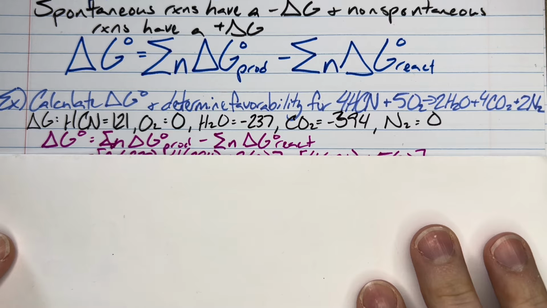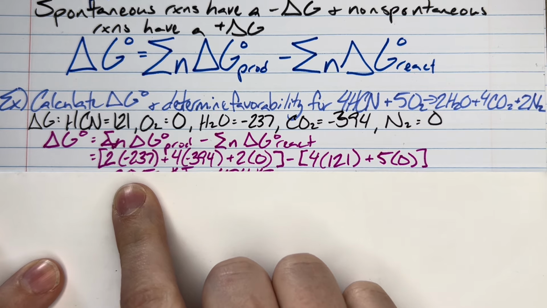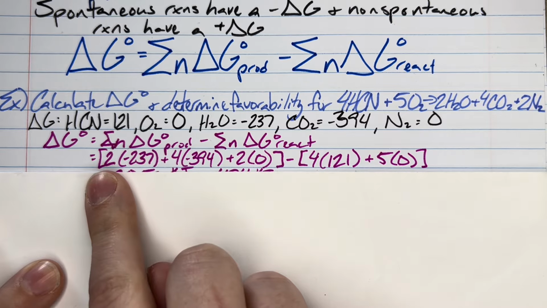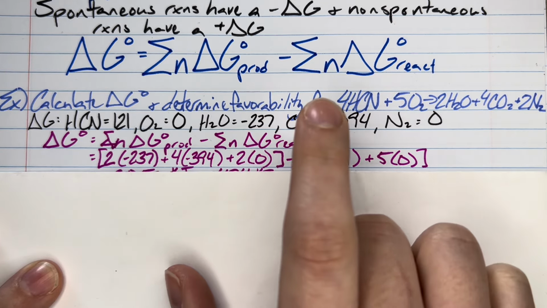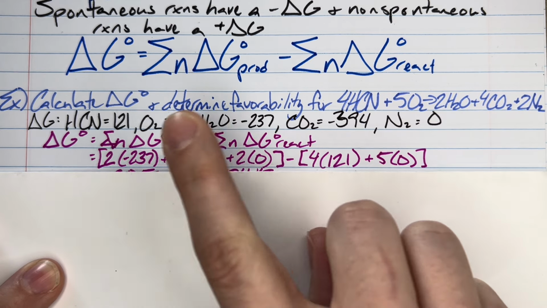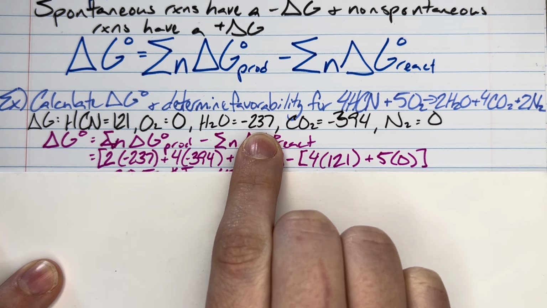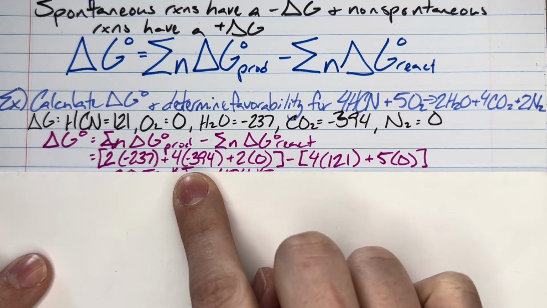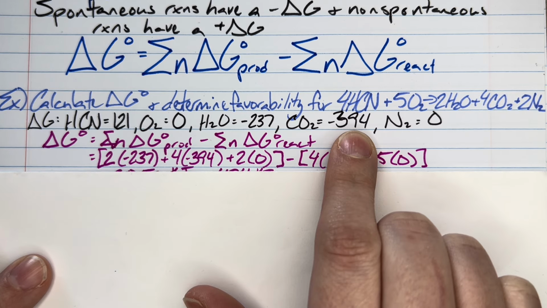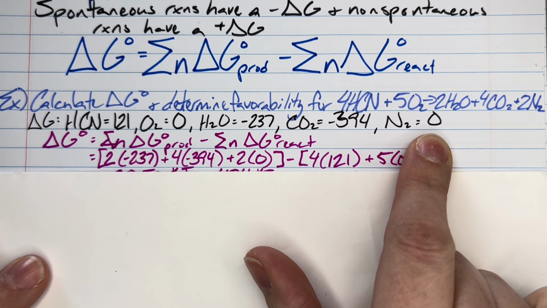reaction. So again, we're going to have our equation here, and then we're going to very carefully make sure that we are plugging in the coefficients from the balanced chemical equation multiplied by the delta G of each. And so we have products minus reactants. So first up for my product is going to be water. So I have 2 from the coefficient from the balanced chemical equation. Water's delta G is negative 237. And then we have 4 from our carbon dioxide. Carbon dioxide's delta G is negative 394. And then we have 2 nitrogens, and nitrogen's delta G is 0.